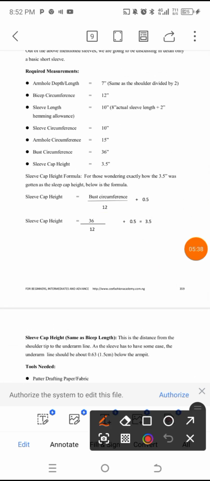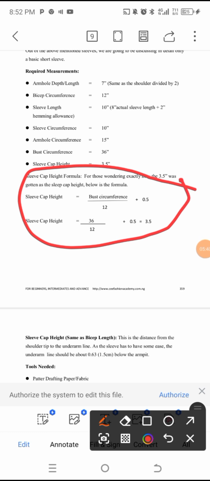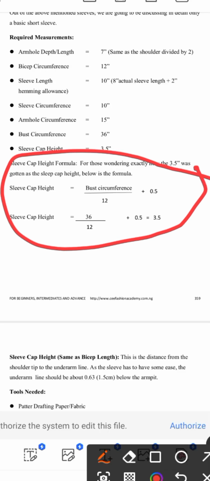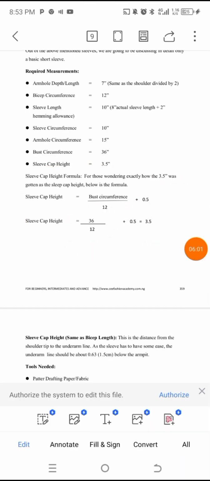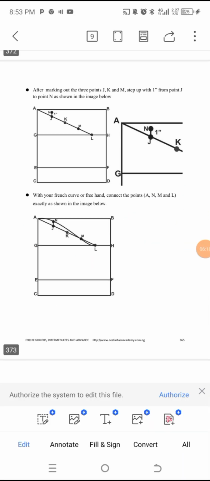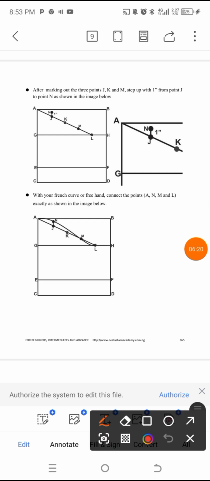Now look at it, guys. This is the formula. Are you seeing it? So in order for you to get your sleeve cap height, you need your bust or your chest circumference. Now look at the formula. The formula is the bust circumference divided by 12 plus 0.5. And in this case, the bust circumference is 36 divided by 12, plus 0.5. So at the end of the day, what we have is actually 3.5. So this is to say that the distance from here to here is what?